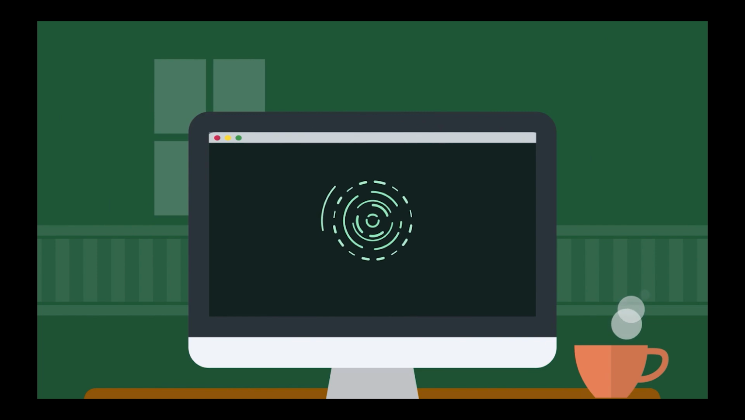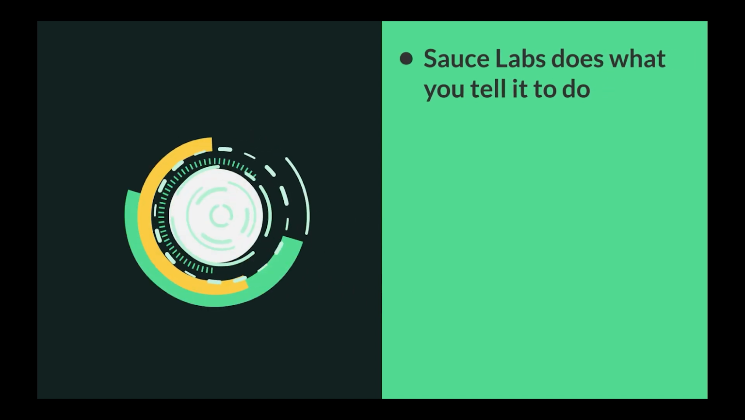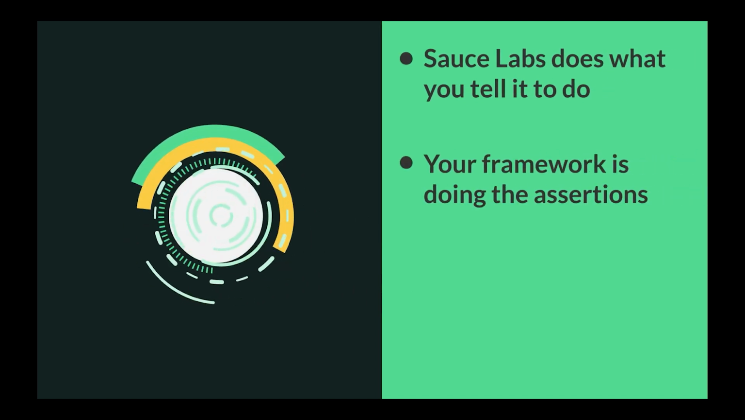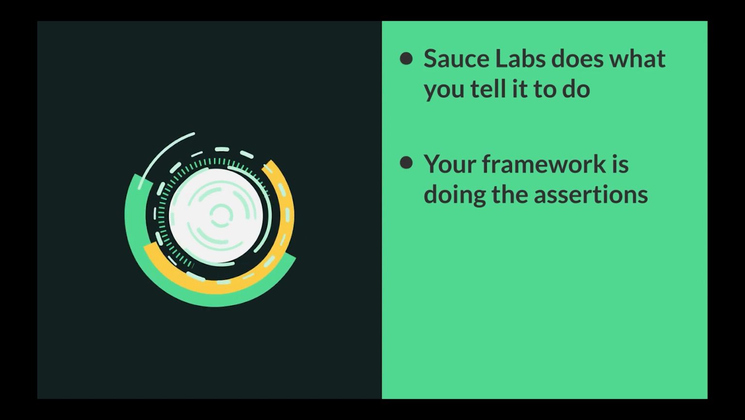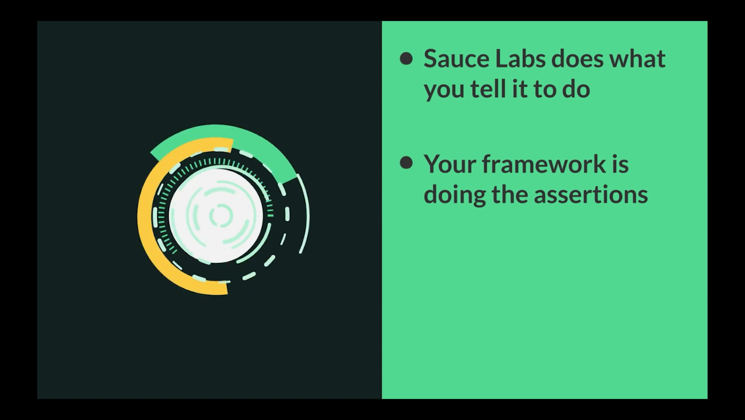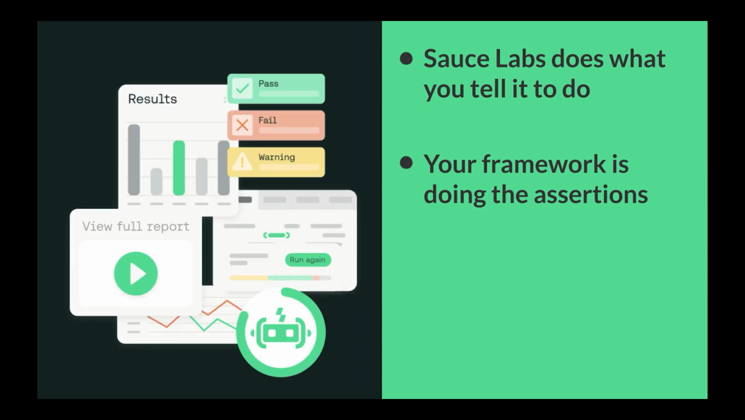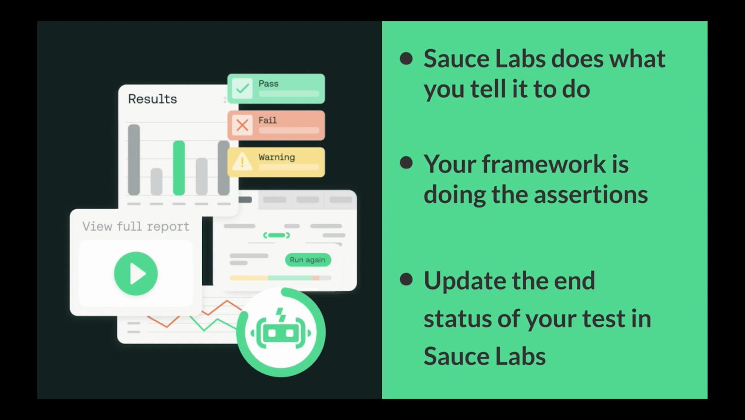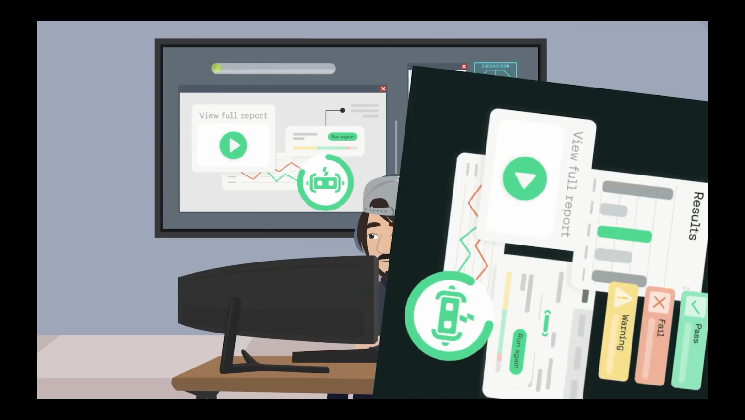The first thing you should do to really leverage Sauce Labs is set up pass-fail statuses. Sauce Labs only does what you tell it to do. Your framework is doing the assertions, thus is telling Sauce whether or not a test passed or failed. So to keep your results in sync with Sauce Labs, we advise that you update the end status of your test in Sauce Labs. The advantage of this, in combination with setting the test name, is that we can provide you with insights over time.